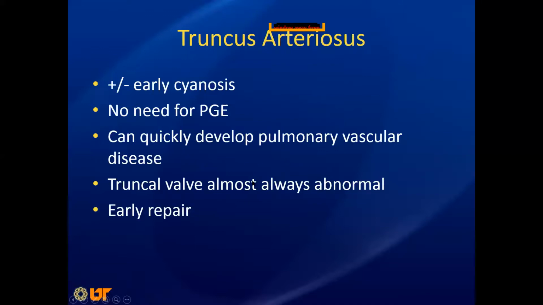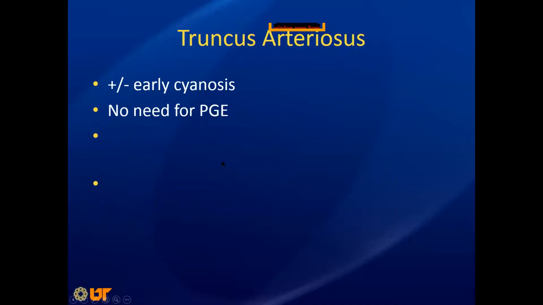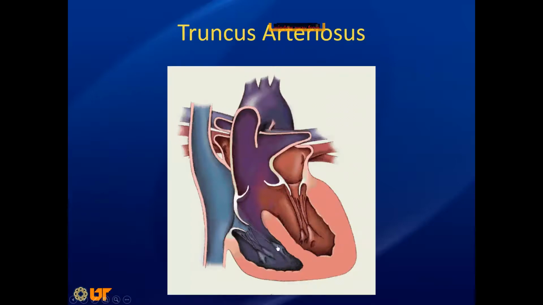The truncal valve, like we said, is almost always abnormal. These almost always need early repair, and it can be a complicated repair as far as how you separate those two circulations. They usually need a conduit from the right ventricle to pulmonary arteries and then kind of disconnect this part. Knowing what to do with this valve is tough, so often they need it repaired a bit.